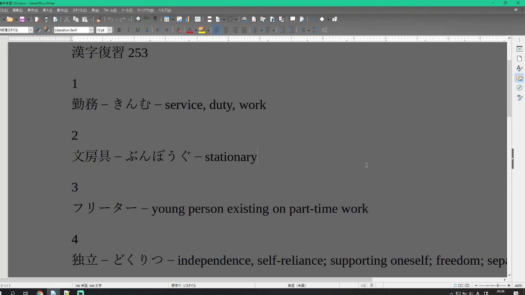Bunbogu. Space where you can apply the tools of culture.